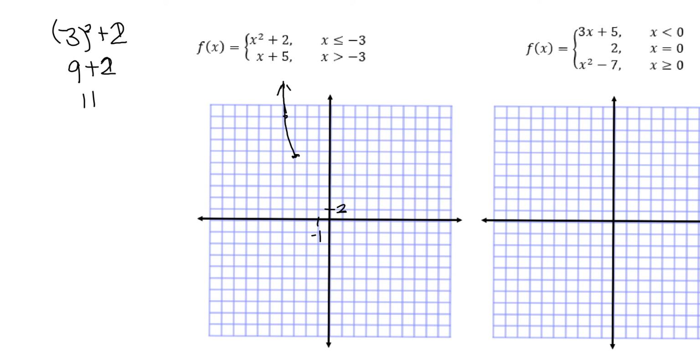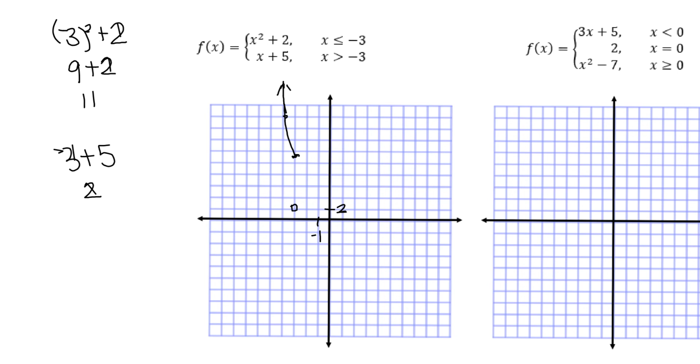Okay. Now we need to graph x plus 5. It follows that function for values greater than negative 3. But I still need to plot the point at negative 3. So I'm going to do negative 3 plus 5, which is 2. And instead of putting a closed circle, I'm going to put an open circle there because it's not equal to at that point, so that point is not actually included. So at negative 3, 2, we're going to have an open circle.